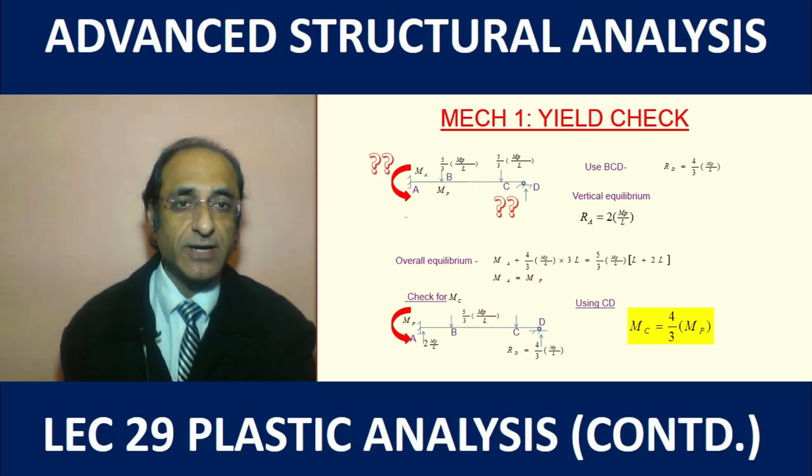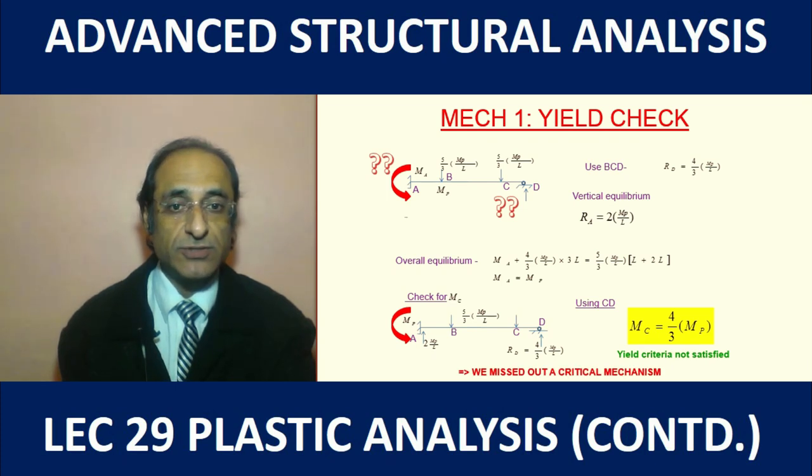So this means that the yield condition is not satisfied. So that means this is not the true failure mechanism. But where is the failure mechanism? So let's again do a critical check by inspection.